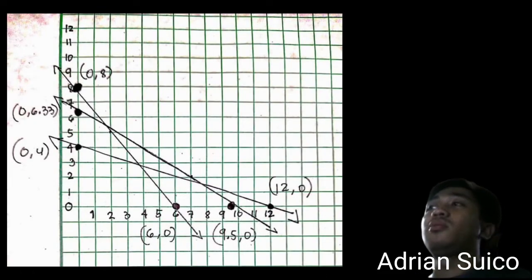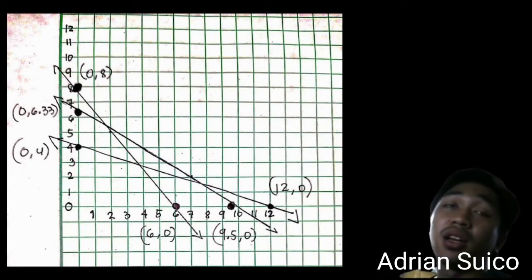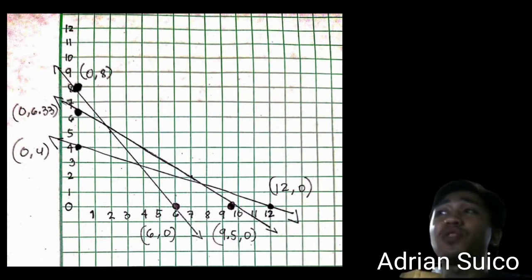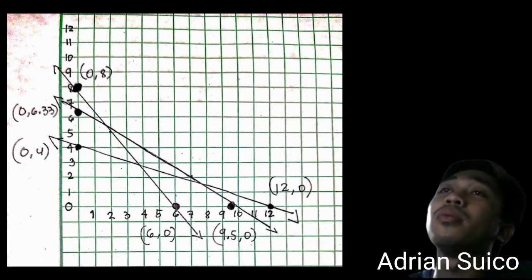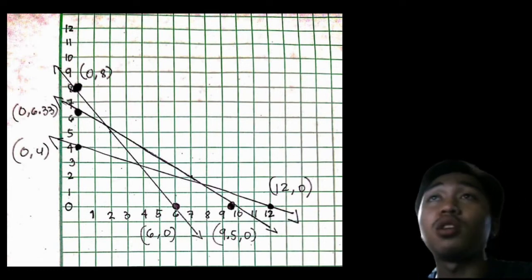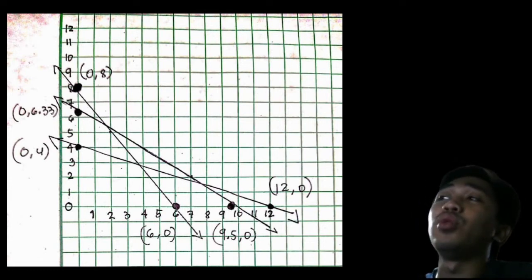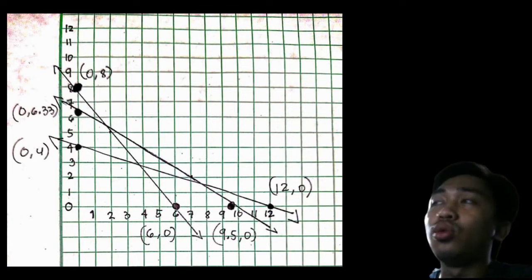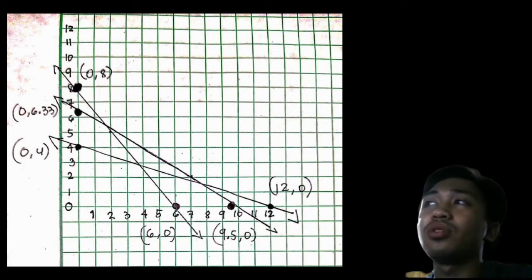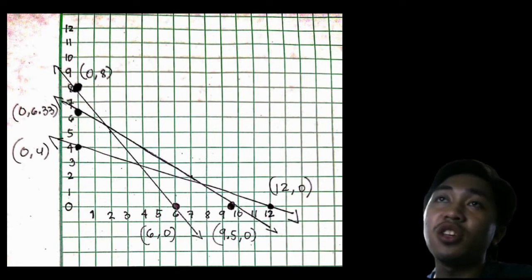Hello everyone, I'm Adrian Suico, and I would like to thank Ms. Dinglasa first for providing us the sufficient data to make it possible to plot our graph. Now, we will use that data to construct the graph and connect our y and x axes. First, we have (0, 6.33). Its plot should be here, and (9.5, 0) is over here. We easily connect them together.